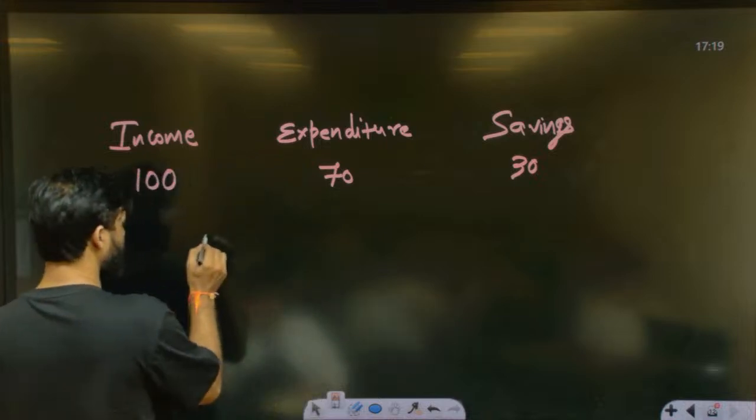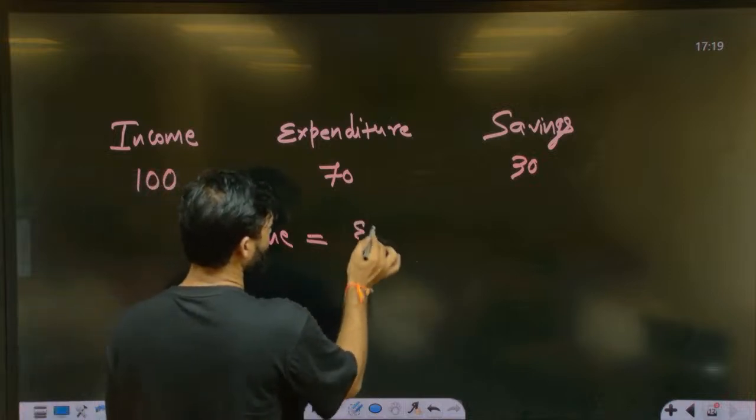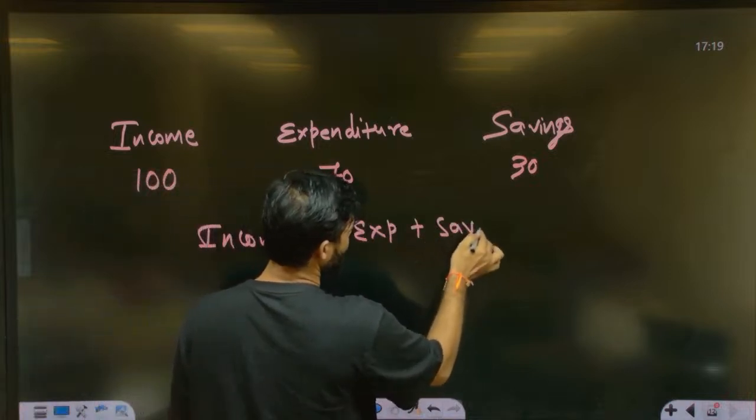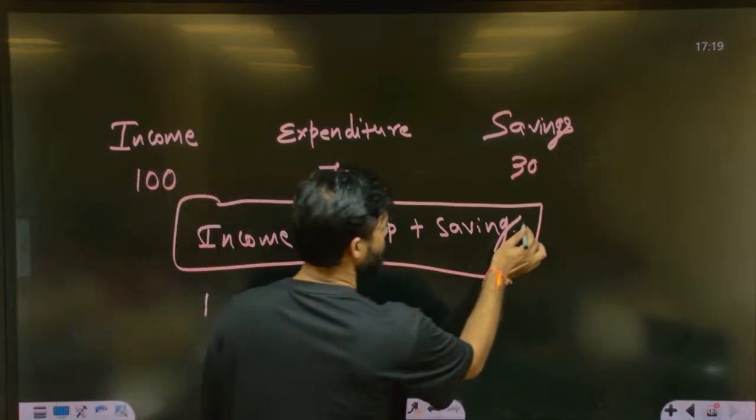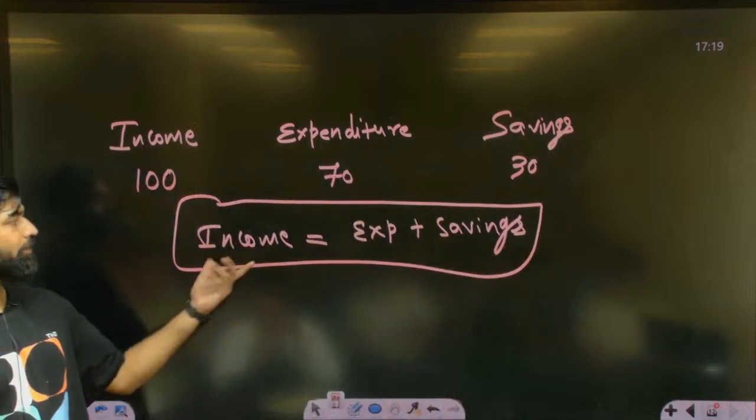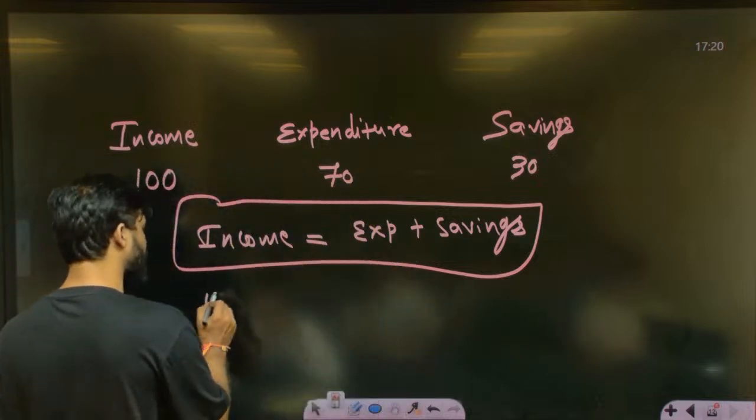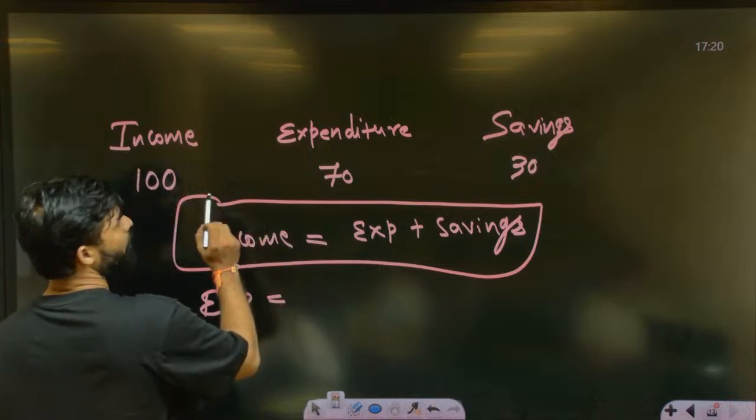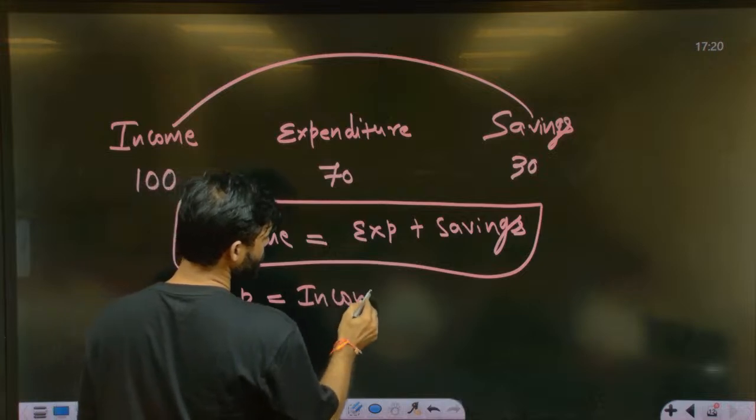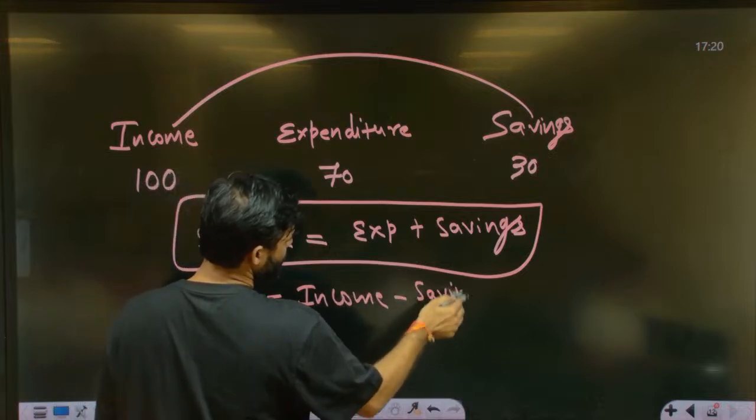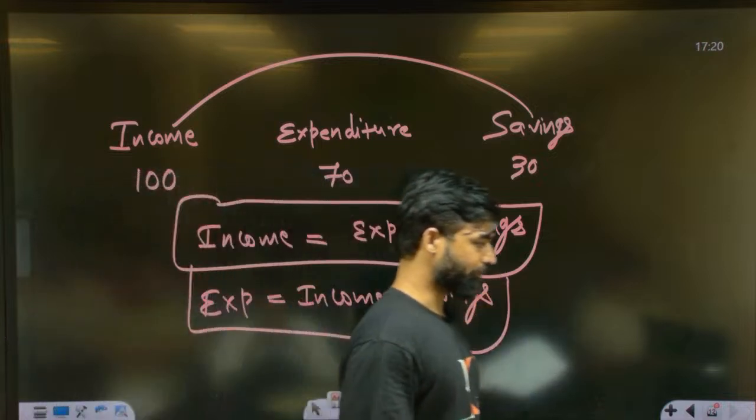What if I have to find out the income from expenditure and savings? I can add expenditure and savings, and I will get income. Any problem in this? Or you can interchange the values. If I have to find out the expenditure, what will I have to do? I have to subtract the savings from income. So this is the relation between income, expenditure and savings.